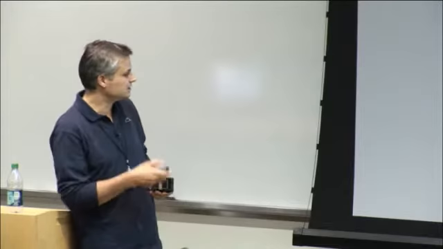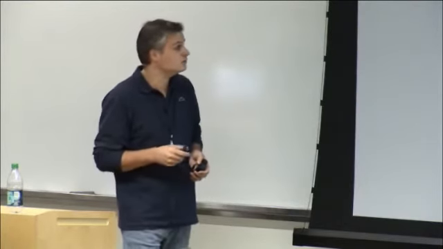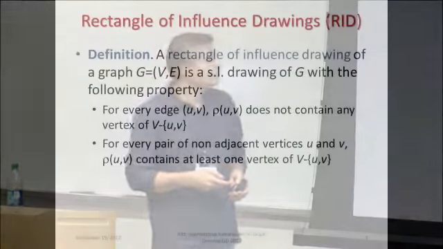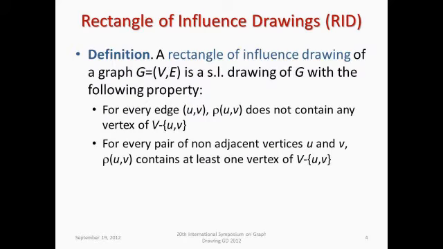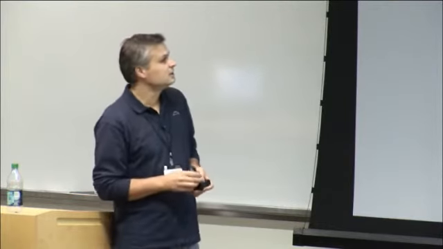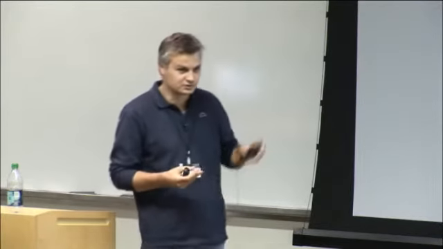And if the boundary of the rectangle is considered to be part of the rectangle, we say that it is a closed rectangle of influence. Otherwise, we say that it is an open rectangle of influence. And then a rectangle of influence drawing of a graph is a straight line drawing such that for every edge U and V, the rectangle of influence of U and V does not contain any vertex distinct from U and V. And for every pair of non-adjacent vertices U and V, the rectangle of influence contains at least another vertex. So this is the strong version of the problem.